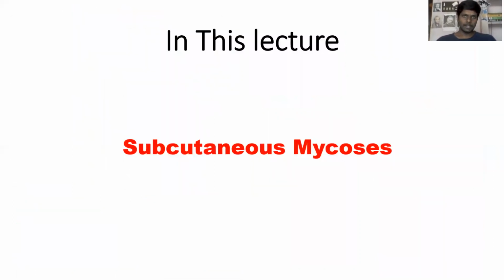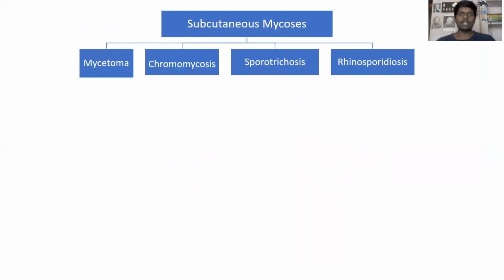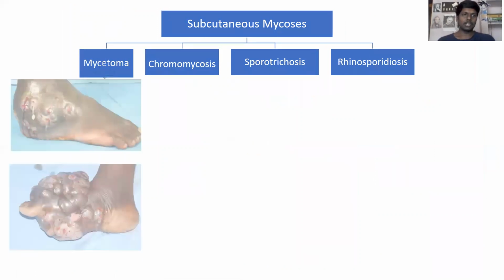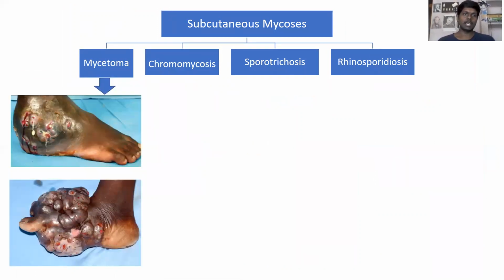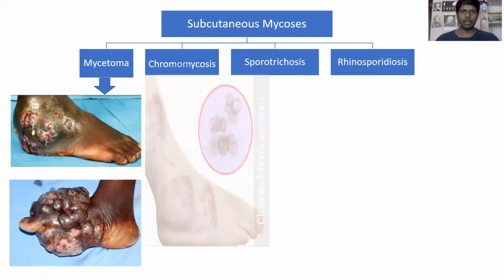Coming to today's lecture, we are going to discuss subcutaneous mycosis, that means subcutaneous fungal infections. In subcutaneous mycosis, we have four types. The first one is mycetoma, which is an infection of the foot that results in the generation of nodules. I will discuss mycetoma in detail in an entirely new lecture. In this lecture I will focus on chromomycosis. So your second subcutaneous infection is chromomycosis.